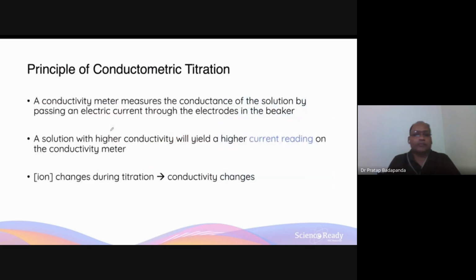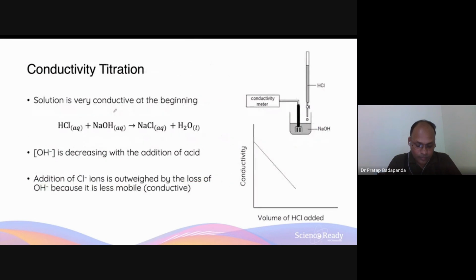So the principle of conductometric titration is based on the relationship between a solution's conductance and its ion concentration. A solution with higher conductivity will then yield a higher current reading on the conductivity meter. During the titration, as the titrant is being added from the burettes, we'll expect the ion concentration in the beaker to change, and this will then result in a conductivity change.